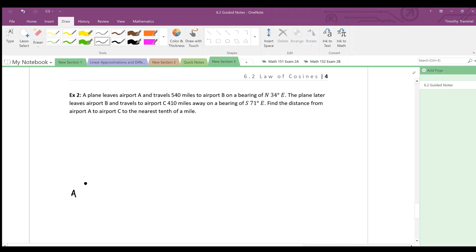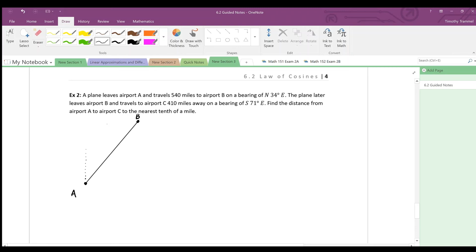So you want to think about your north line here for a second. And the idea is we want to rotate 34 degrees towards the east for our angle that we're about to sketch here. So that should look something like, let me use the line tool here. So now we're at airport B, and we're told the plane later leaves airport B and travels to airport C 410 miles away on a bearing south 71 degrees east.